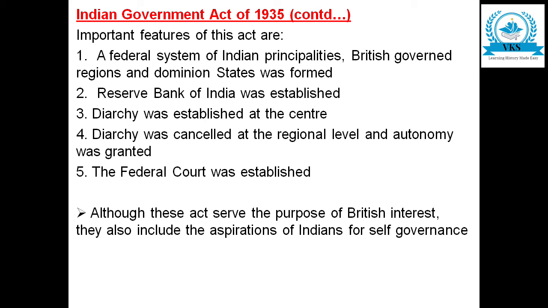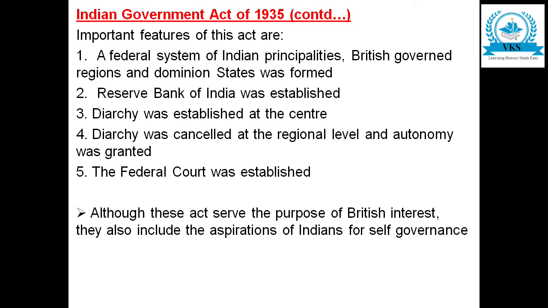1919 diarchy was given to regional government, but in 1935 regional government diarchy was cancelled and center established diarchy. The federal court was also established. According to Indian Government Act of 1935, federal court was established. Although these acts serve the purpose of British interest, they also include the aspiration of Indians for self-governance.